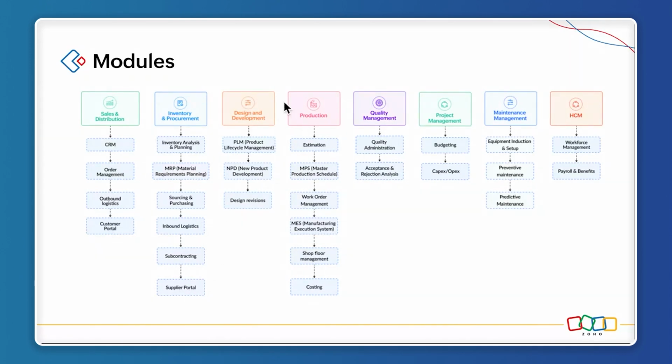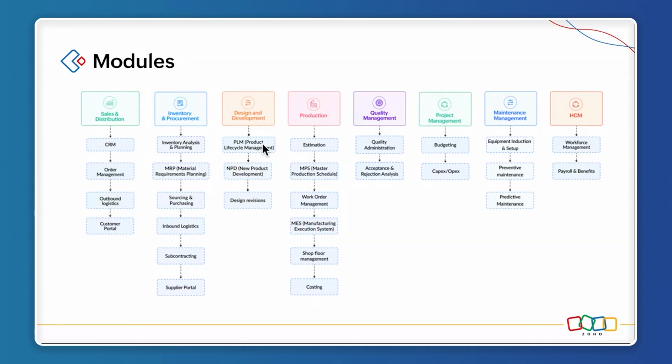Then you have the supplier portal, where the suppliers can check the order status and provide the invoices. Then you have the design and development module. Under the design and development module, this particular module supports product design, life cycle management, and improvements.